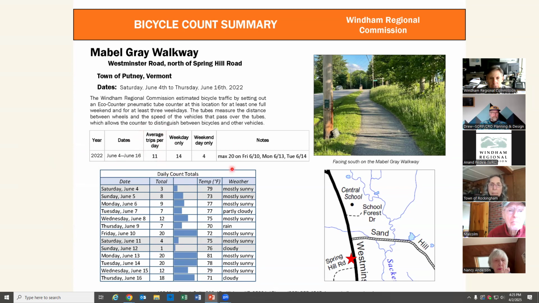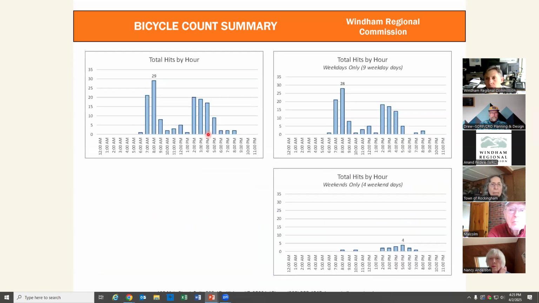Looking at the weekday versus the weekend day breakdown, this is really interesting because there are many more people using the trail during the week than there are on the weekends. And usually it's either about the same or there's a lot more weekend use. So let's go to the second page and look at our total hits on the counter by hour. And this is for the weekdays.